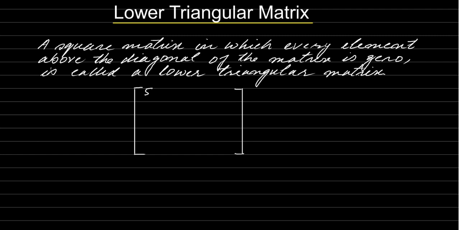For example, 5 0 0 0, 1 3 0 0, 2 4 6 0, 1 3 7 8. So as you see, above the leading diagonal, every element in this square matrix is 0. So this is a lower triangular matrix.